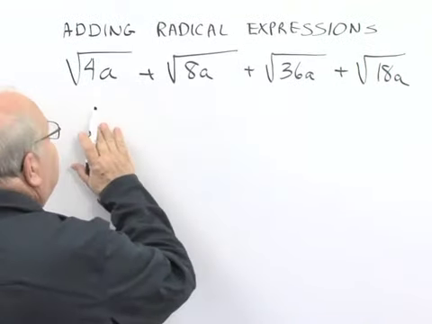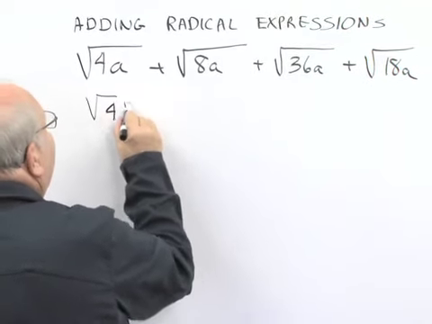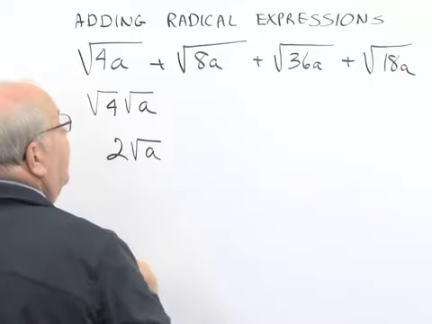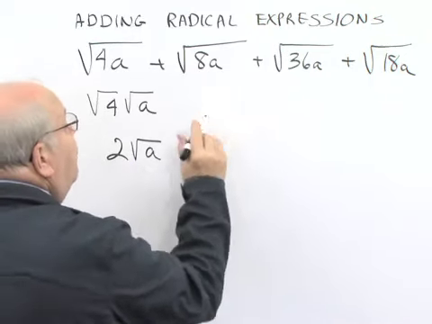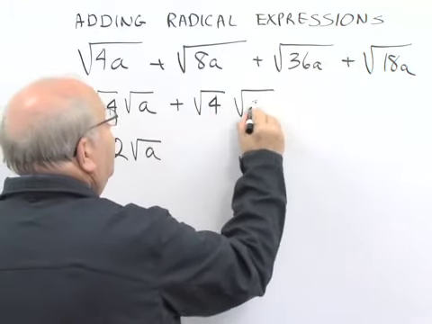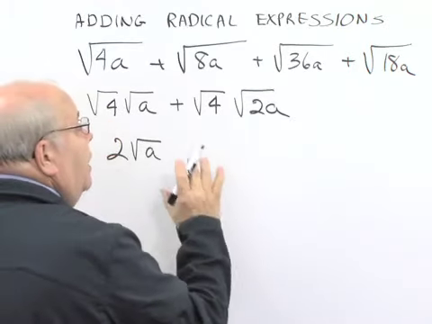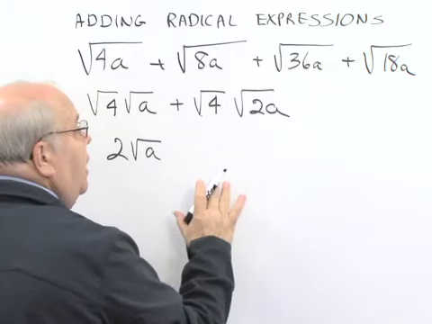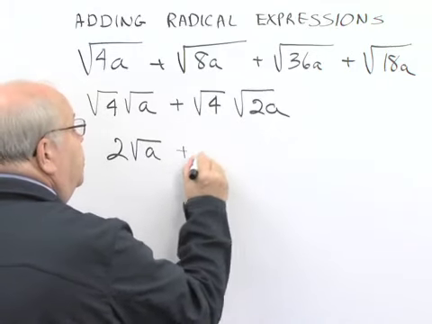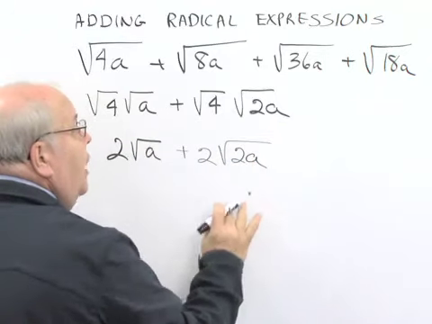We know that the square root of 4a could be written in another form, the square root of 4 times the square root of a. That would give us 2 square roots of a. We know that the square root of 8a could be written in a different form, the square root of 4 times the square root of 2a. Notice that we are always in the first radical having underneath the radical sign a perfect square so that we can actually find the square root. The square root of 4 is 2, but this time inside the radical sign we have 2a.